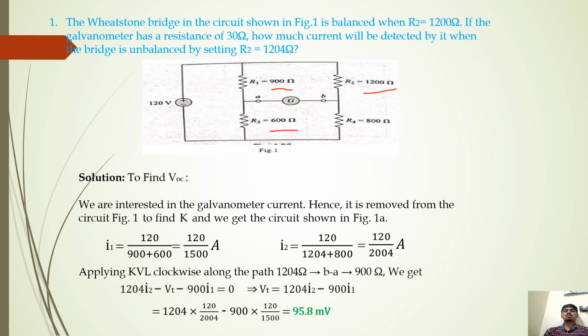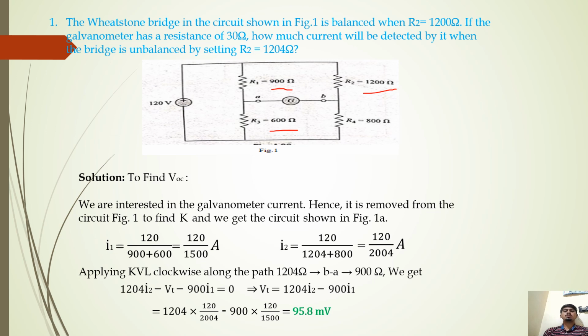The voltage source is 120 volt, R1 is equal to 900 ohm, R2 is equal to 1200 ohm, R3 is equal to 600 ohm, R4 is equal to 800 ohm. To find VOC, we are interested in the galvanometer circuit ends. Remove the galvanometer circuit to find Vth, and we get the circuit shown in the figure. We get I1 is equal to 120 by 900 plus 600, that is equal to 120 by 1500 ampere.